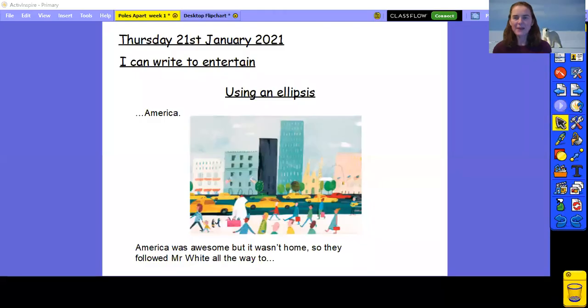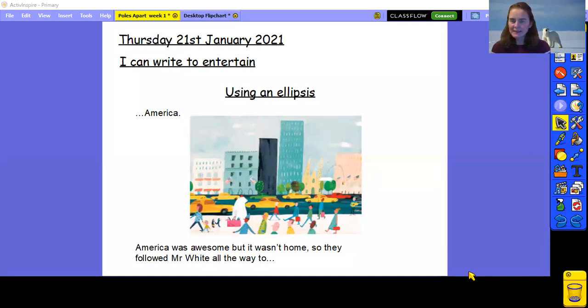So I'm going to share my screen with you so you can see what we are going to be getting up to. Okay, so yesterday you were busy writing your opening of your story, and today you're going to be carrying on with your story writing. But before we do that, we're going to look at another punctuation mark, which appears a lot in this story of Poles Apart.